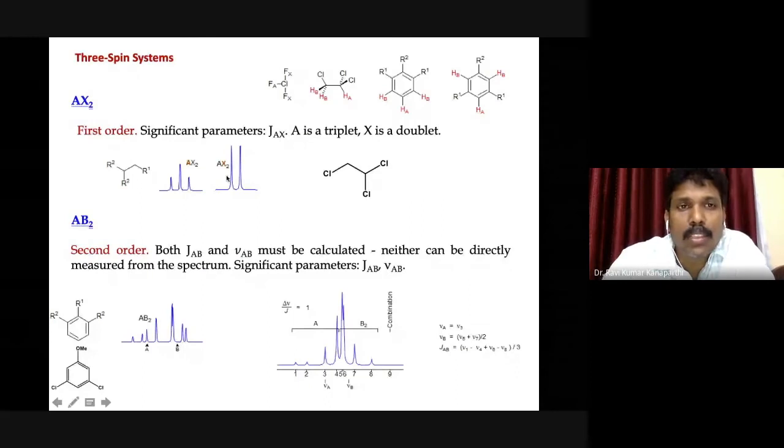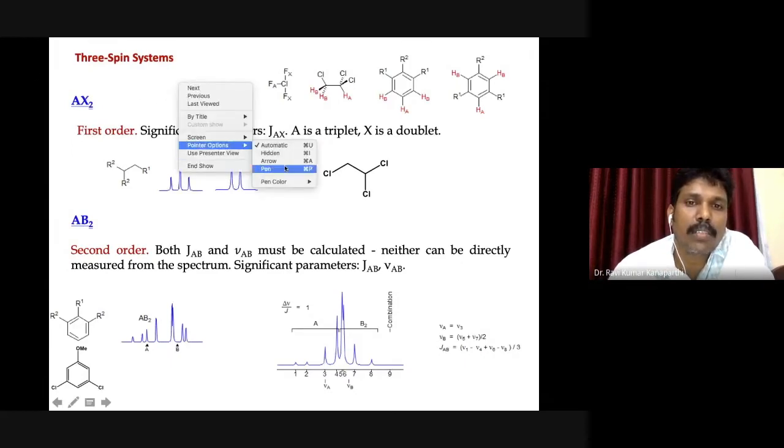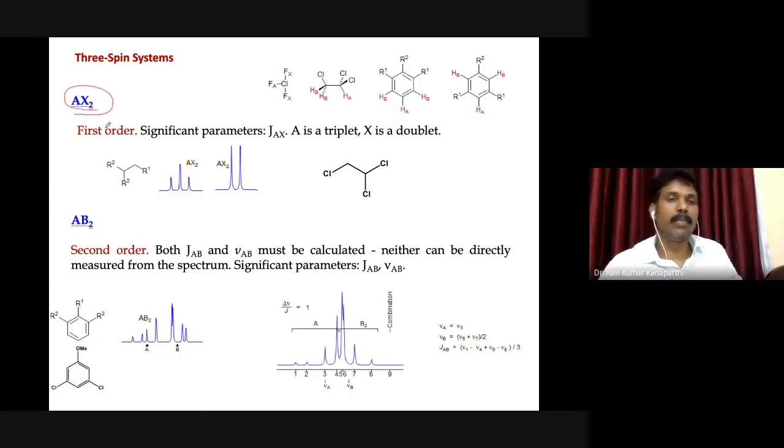Then when you go to the three spin systems, what we discussed, AB and AX, are basically two spin systems, where A is 1 and X is 1. But from here onwards we can have three different spins. AX2 is one three spin system where A has two neighbors whose chemical shift values are entirely distinct from its own chemical shift value. So that one is the AX2 system.